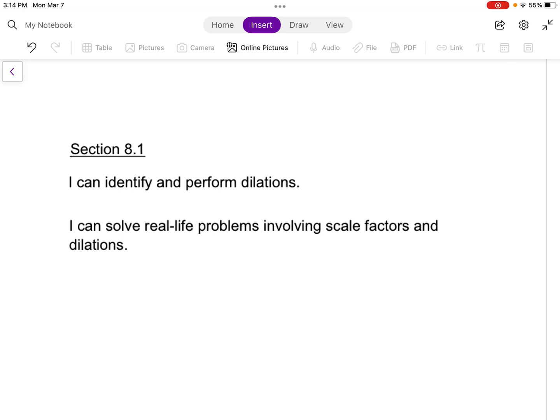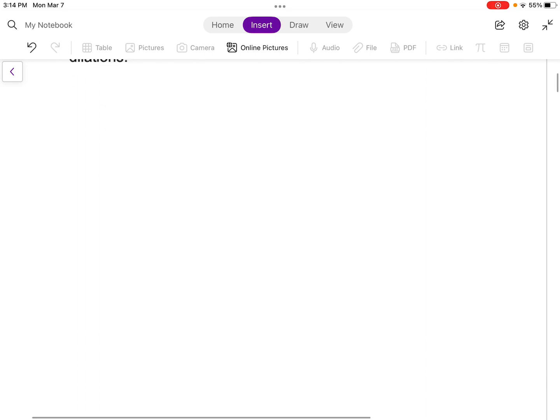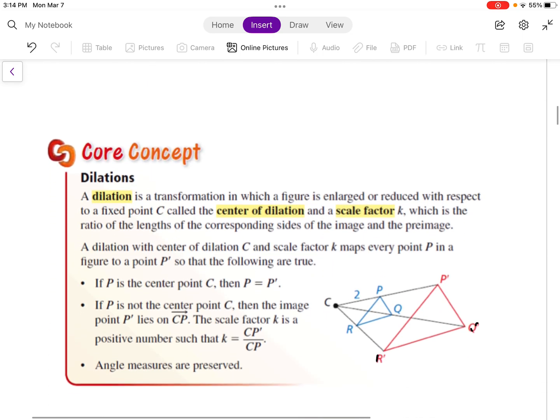Okay, so we're going to talk today about how to identify and perform dilations. So that's our first learning goal: I can identify and perform dilations. Second thing is I can solve real-life problems involving scale factors and dilations. I'm going to skip past that.